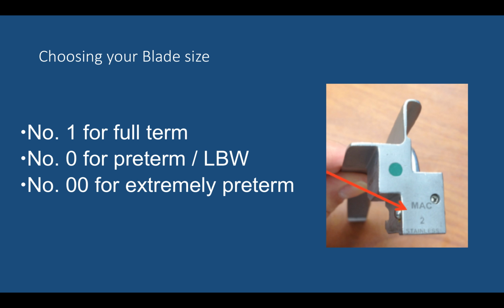When you choose the correct blade size, you need to keep this in mind. A number 1 is typically for a full-term infant, a number 0 for a preterm infant, and a number 00 for extremely preterm. Please note in our image, we are looking at a size 2 Macintosh blade.